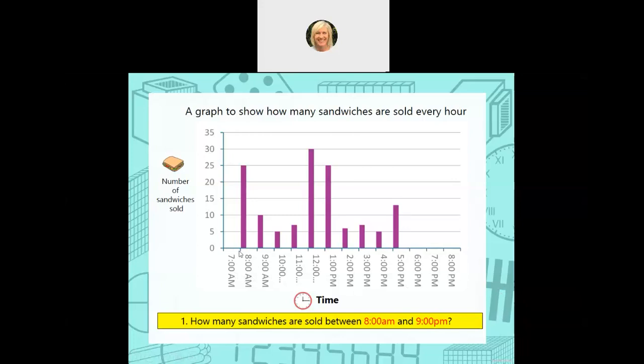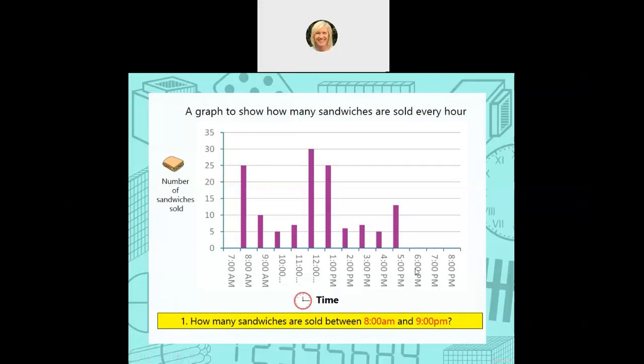Let's have a look. Here is 8 p.m. and we can see that 25 sandwiches are sold. 9 p.m. is actually off the scale. It would be all the way up here. So it's asking you within a day's business how many sandwiches are sold altogether.